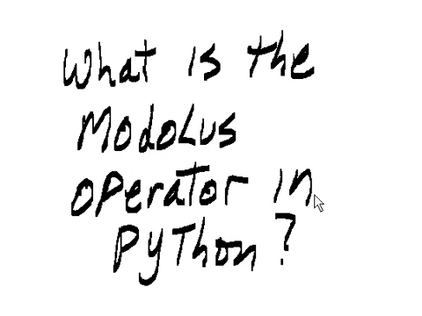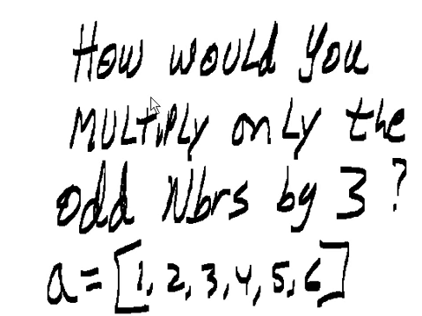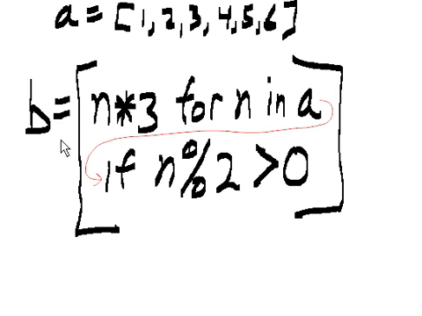What is the modulus operator in Python? %. How would you multiply only the odd numbers by 3? And a equals 1, 2, 3, 4, 5, 6. You would key in b equals squares n times 3 for n in a if n modulus 2 is greater than 0.